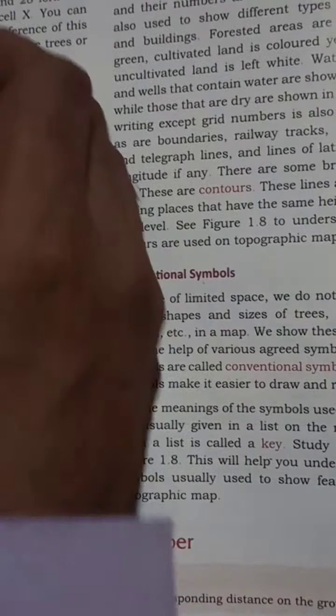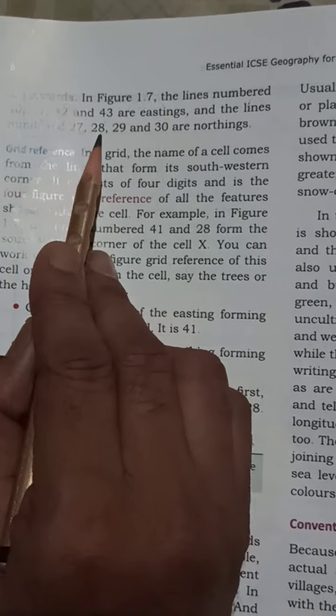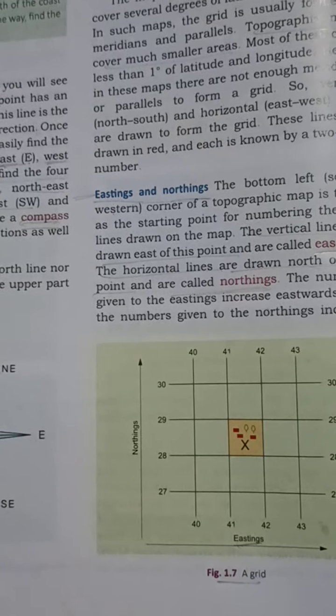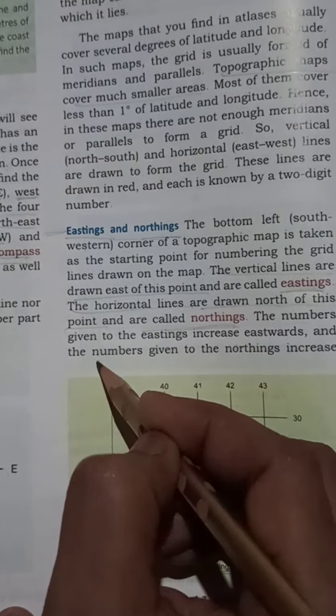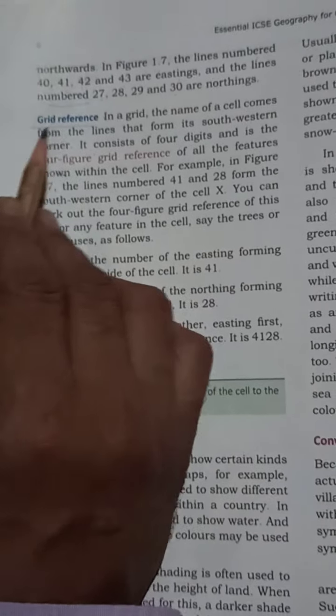And the lines numbered 27, 28, 29 and 30 are northings. One is vertical, another is horizontal. So now the other point is grid reference.